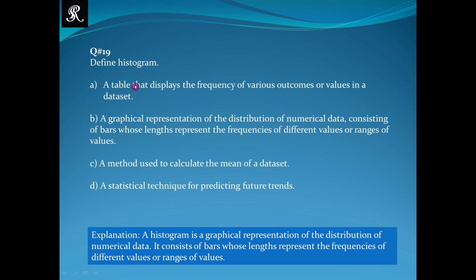Define histogram. A table that displays the frequency of various outcomes or value in a dataset, a graphical representation of the distribution of numerical data consisting of bars whose lengths represent the frequencies of different values or range of values. A method used to calculate the mean of a dataset, a statistical technique for predicting future trends. And the right option is option B.